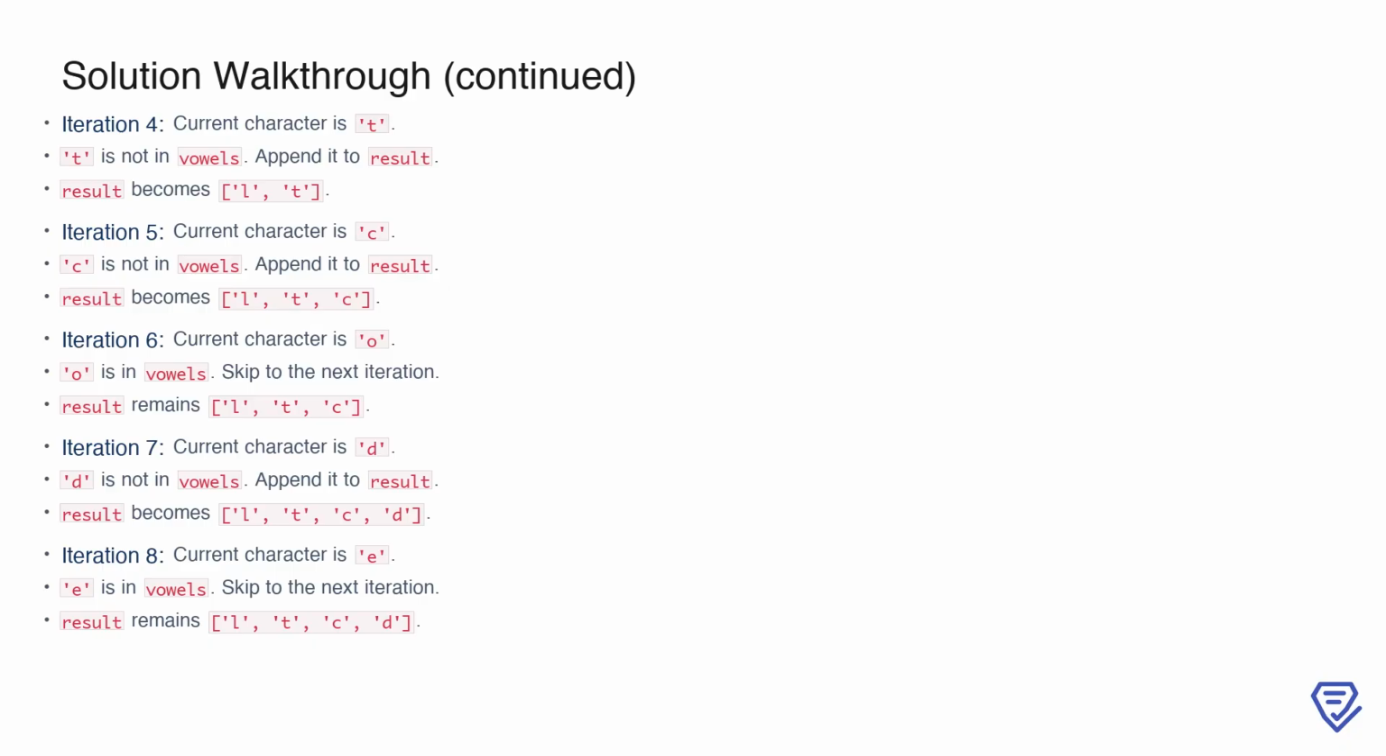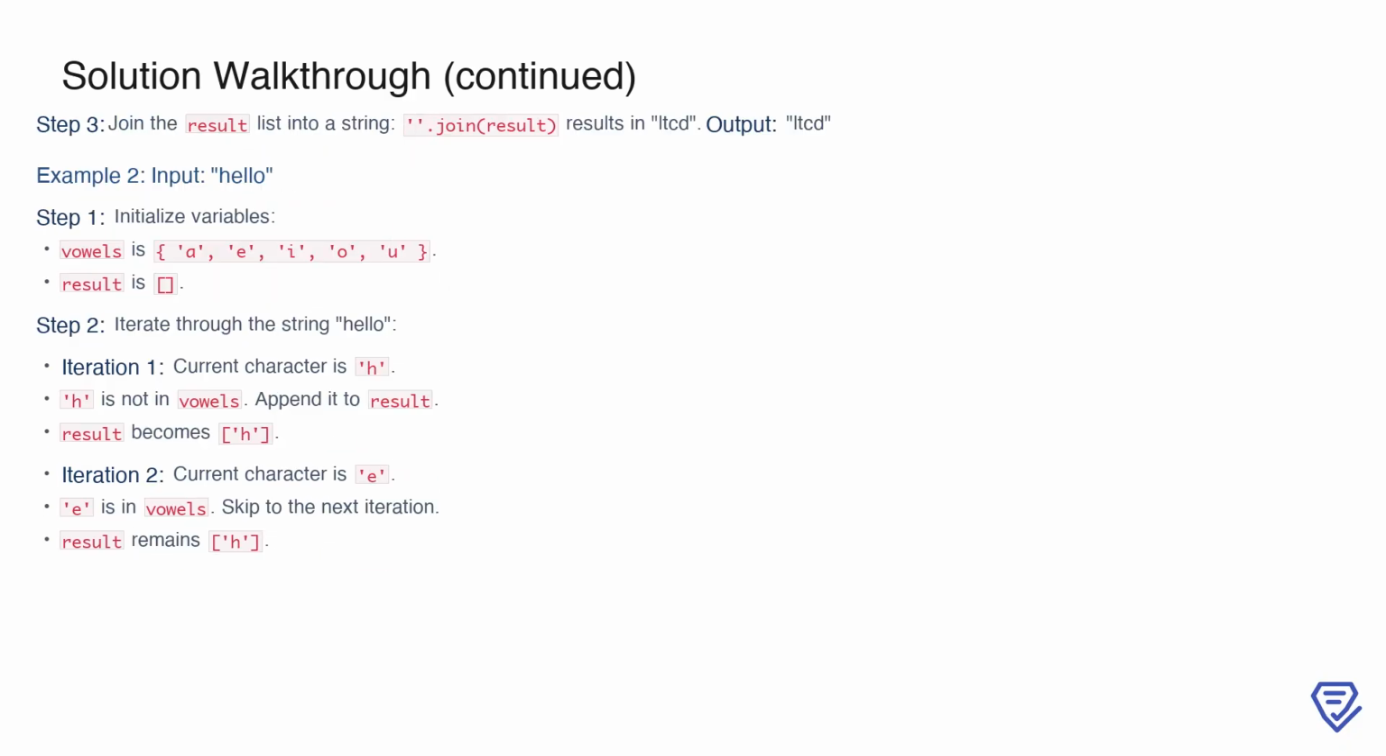Finally, in the eighth iteration, the current character is E. As E is a vowel, we skip it, leaving the result list unchanged at L, T, C, D. Once we have finished iterating through the string, the result list contains all the non-vowel characters L, T, C, D. To produce the final output, we join the characters in the result list into a single string using the join method. This gives us the string LTCD, which is the input string LeetCode with all vowels removed.